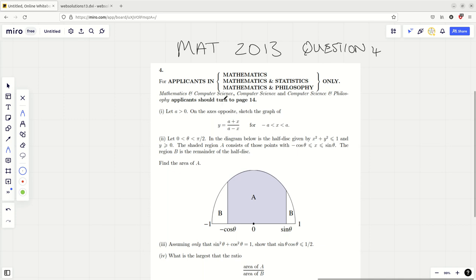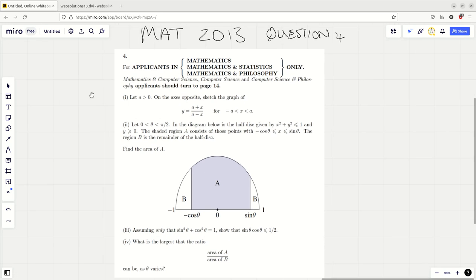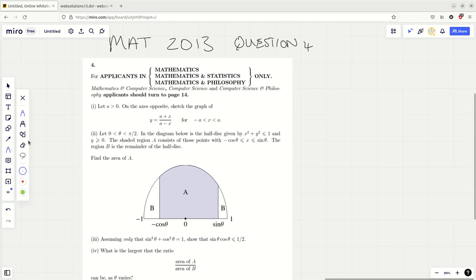Hello and welcome to another video, this time on the MAT 2013 question 4. This one is quite nice. I'm not going to spend too long on this one because I think it really is mostly very nice. Certainly it starts off with sketching a rational function. That shouldn't stress you out. This is the way I see rational functions.